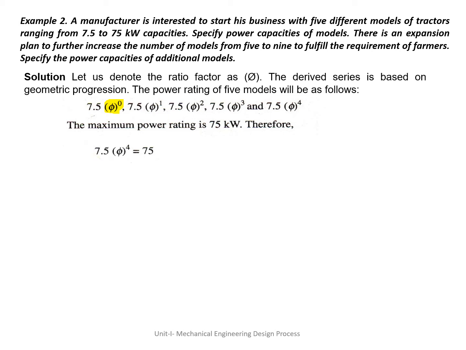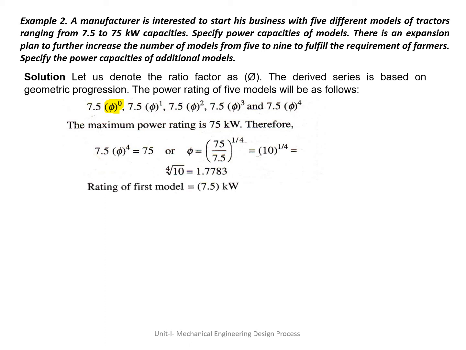So how are we going to find the series factor here? 7.5 into phi raised to 4 equals 75. So we get phi equal to (75 upon 7.5) raised to 1 by 4. You will get the fourth root of 10, that is 1.7783. So this is the derived series by which we can derive any type of model for any range. For the first model it is fixed, 7.5 kilowatts, and the last is 75 kilowatts. Now we need to find the middle ones.